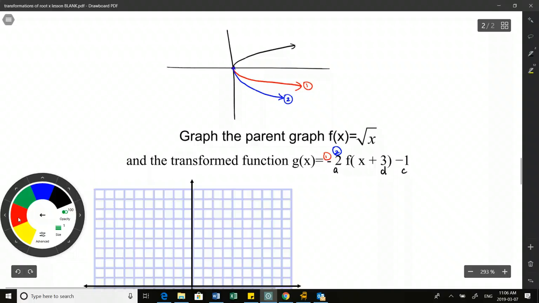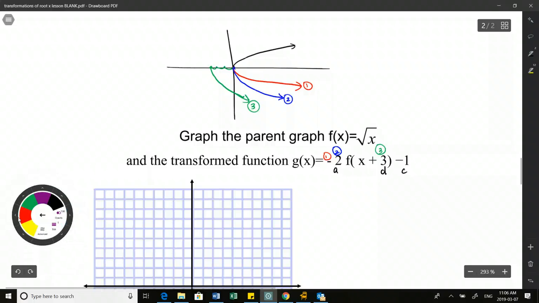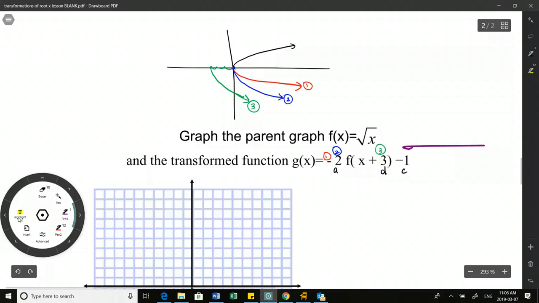And then 3, what does 3 do? D value, Joey? Yep. Okay, so take your blue one, work off of that one, and then we're going to go 1, 2, 3 to the left. Should still have a similar shape to that blue one. So that's our third one. And then fourth one, C value. What does this do? Down 1. Okay, so then we'll shift this guy down 1. So it should look something, maybe not quite like that. It should look something like this. So that would be our final graph.